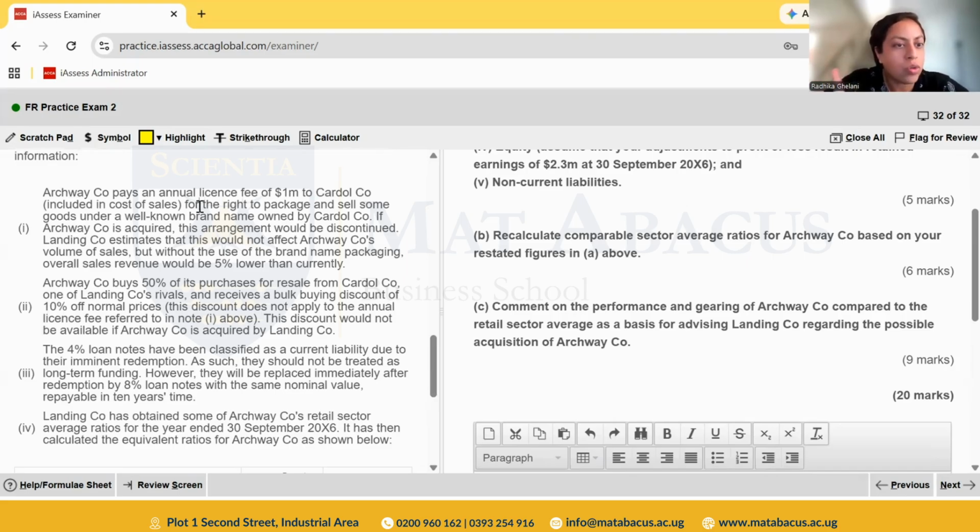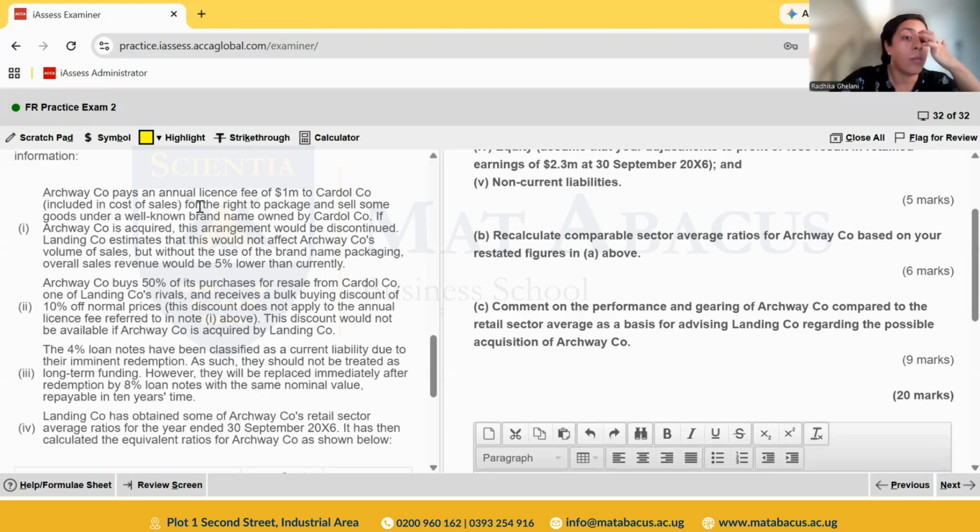Then note 2 also said that 50% of its purchases for resale are from Cardol, one of the lending company's rivals, and they receive a bulk buying discount of 10% of the normal prices. This discount has not been applied to the annual license fee. This discount would not be available if Archway is acquired by the lending company.